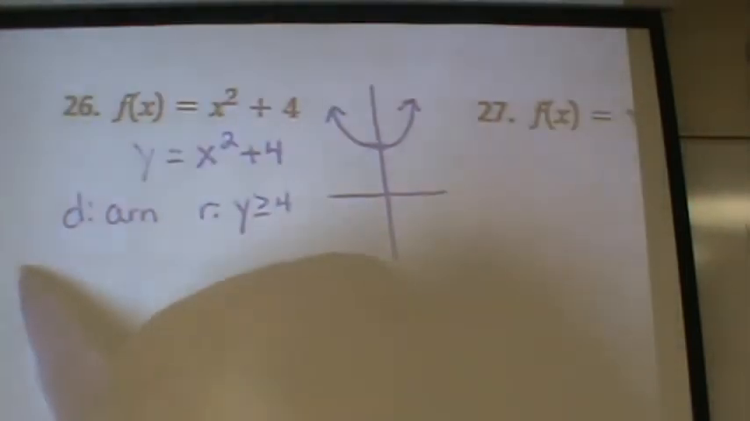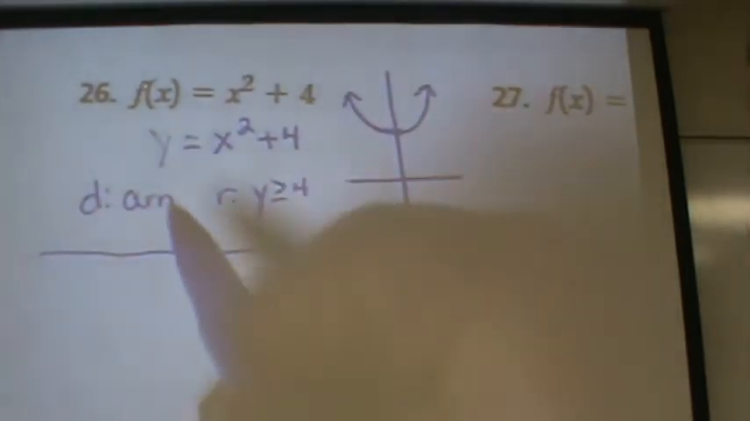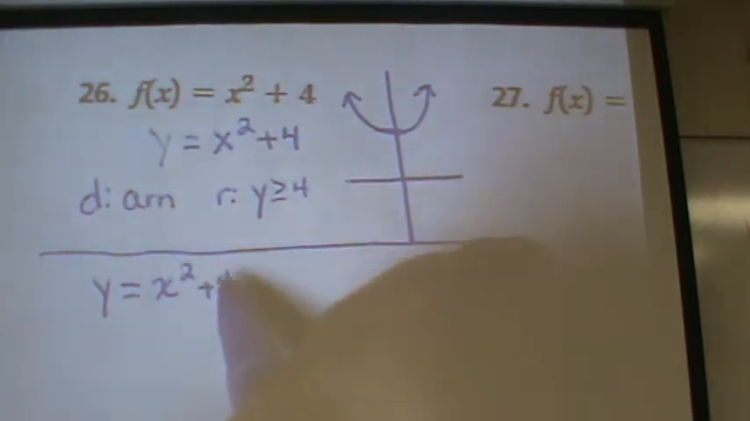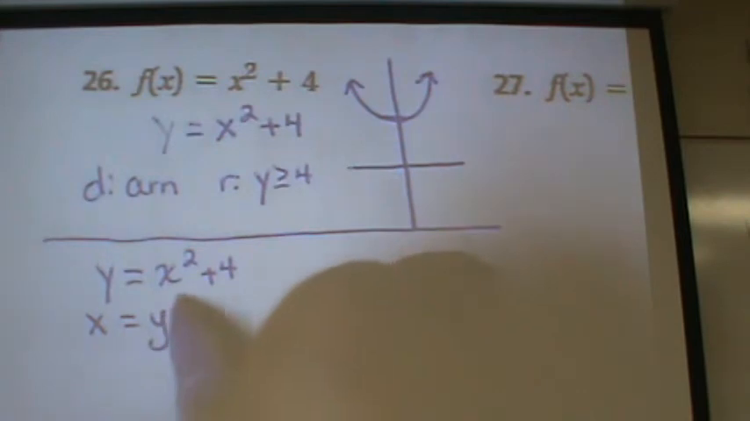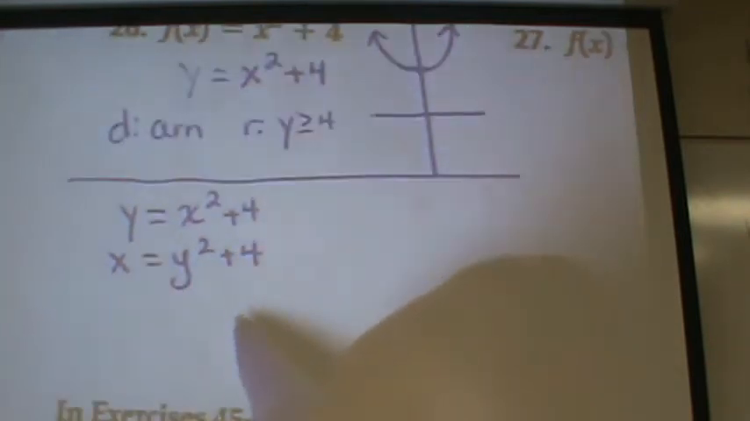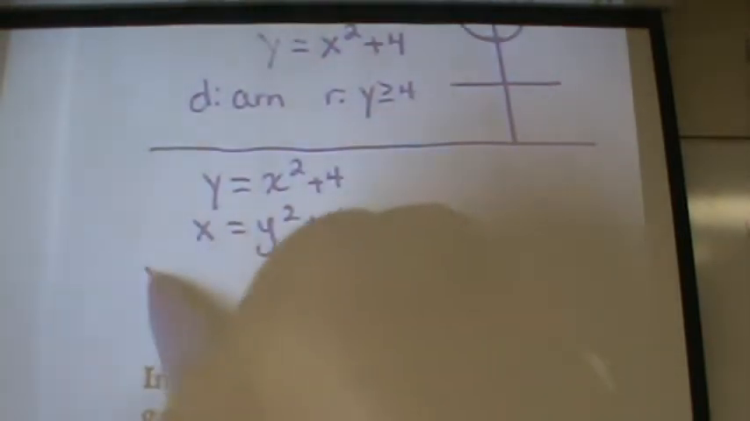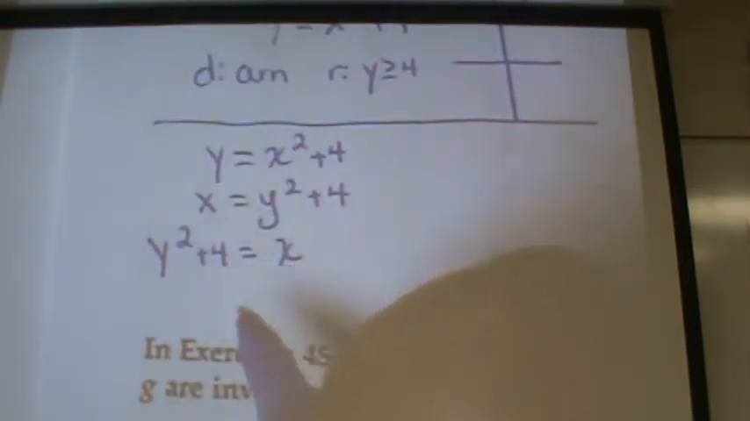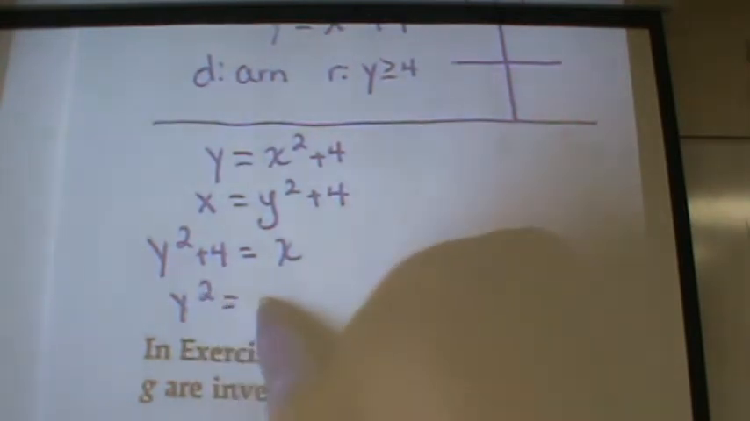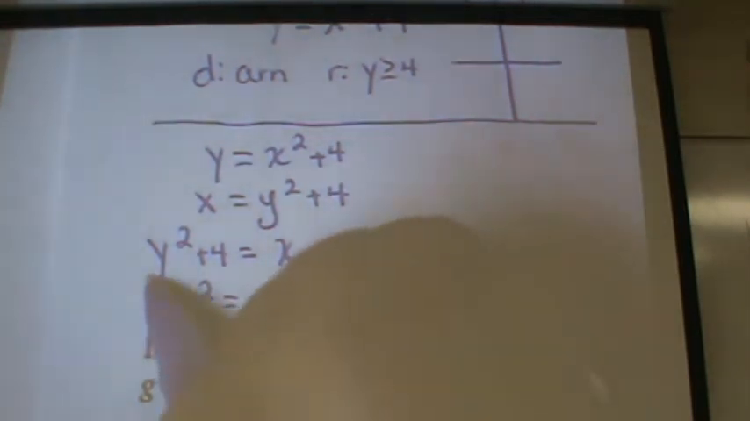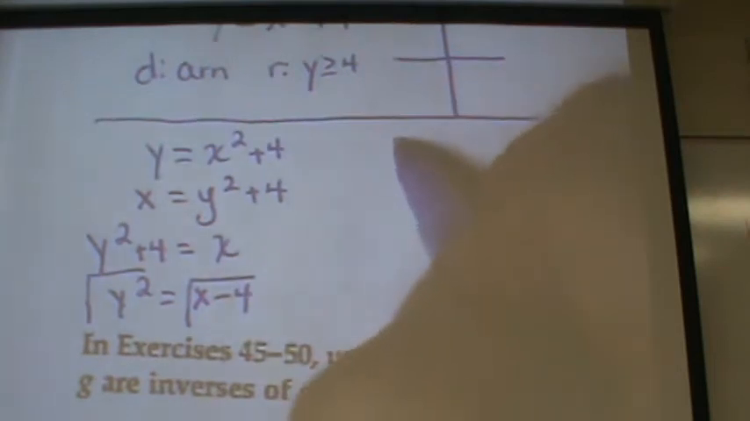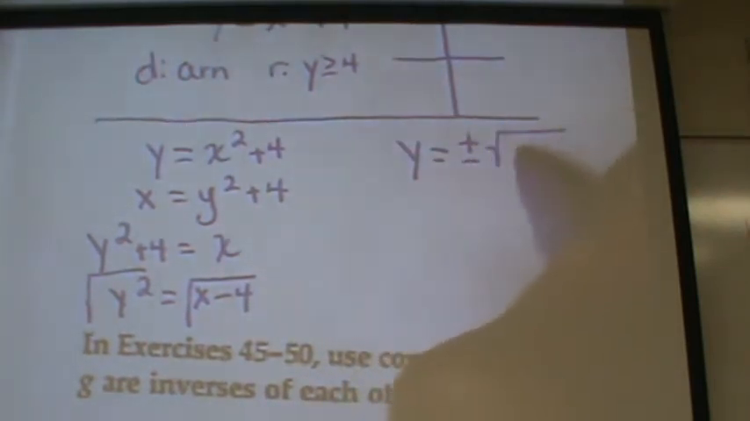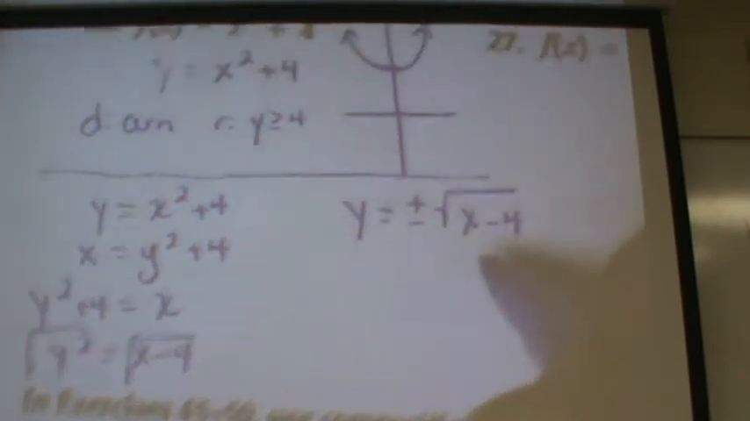So when you do the inverse of this, start off with y equals x squared plus 4. You switch the x and the y, and resolve this for y. So subtract 4, and then square root both sides. So you end up with y is equal to plus or minus the square root of x minus 4.